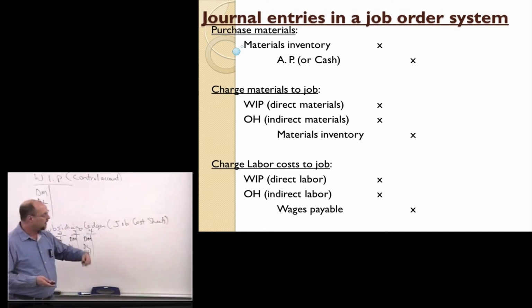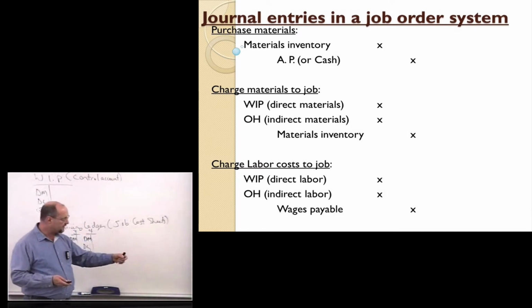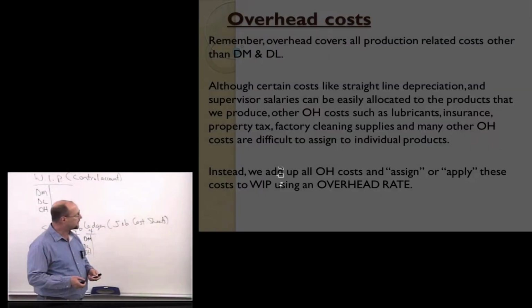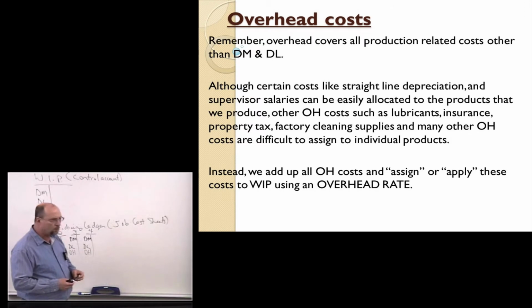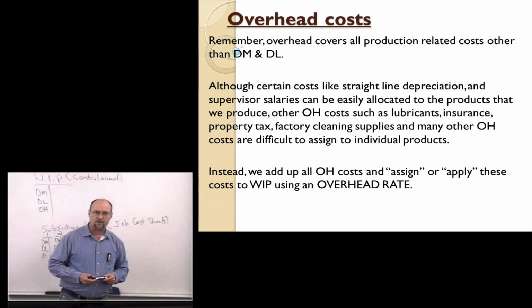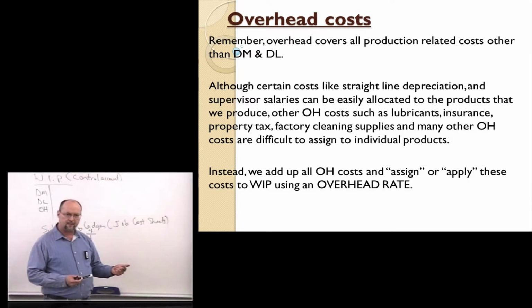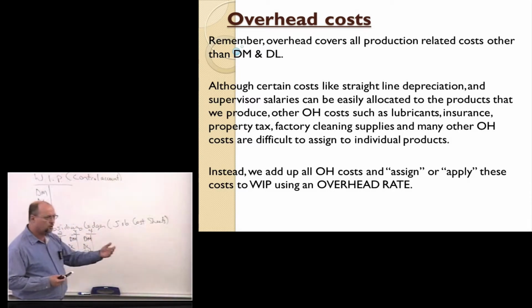Okay, so now we're accumulating costs. We've accumulated the materials costs and the labor costs. Overhead, of course, is a little trickier. Remember, overhead is all production-related costs other than direct materials and direct labor. So it's an awful lot of stuff that we can call overhead costs.